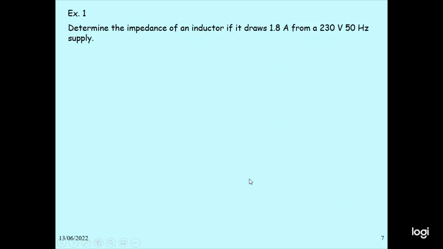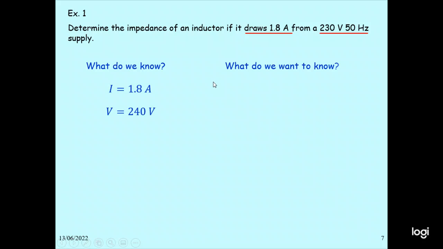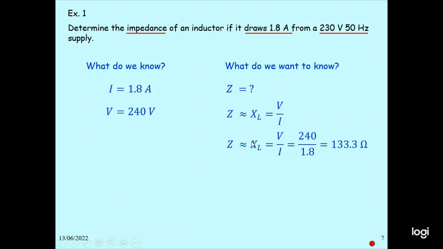So determine the impedance of the inductor if it draws 1 by 8 ampere from the 230 volt 50 hertz supply. So what do we know is that I is 1 by 8 ampere, V is 240 volt. What do we want to know? Z. We have to determine Z, approximately equal to XL, equal to the voltage by the current.